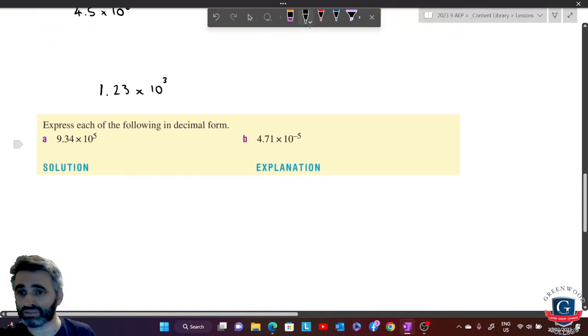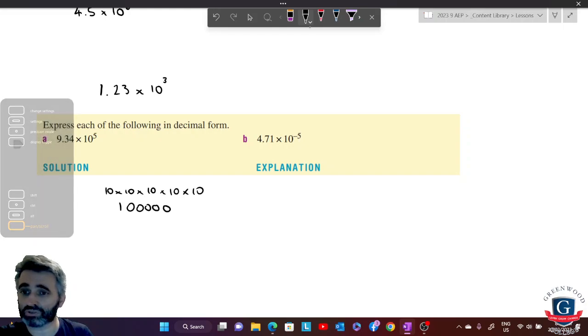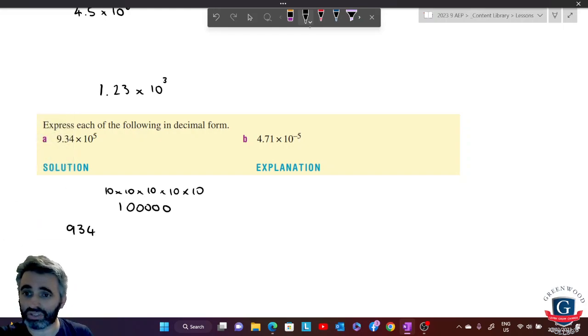So if we're going in the other direction, we need to think about what this number means, and this will be 9.34 by 10 to the 5. So that's 10 times 10 times 10 times 10 times 10. That'd be 1 with 5 zeros. 1, 2, 3, 4, 5. So that's 100,000. So we're going to multiply 9.34 by 100,000, which would give us 934,000.